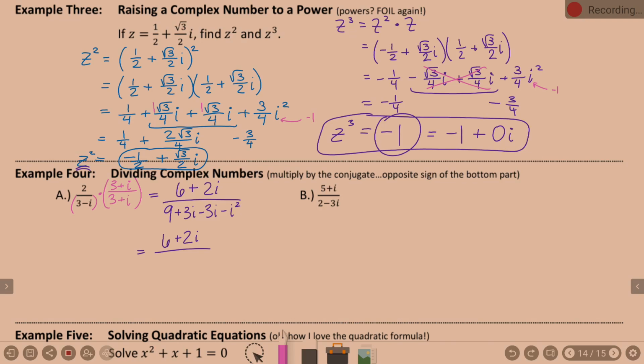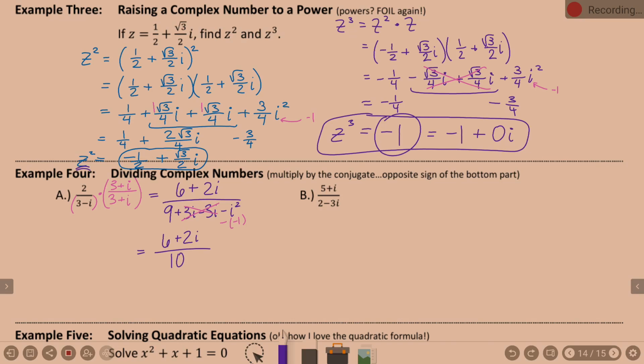The 3i's cancel out. That is the whole point of conjugates, folks. If your middle terms don't cancel out, you're doing something wrong. That's the whole point of conjugates. And then minus i squared is going to be minus negative 1, which is indeed plus 1. And 9 plus 1 is 10. So you would make that 3 plus 2i over 5.